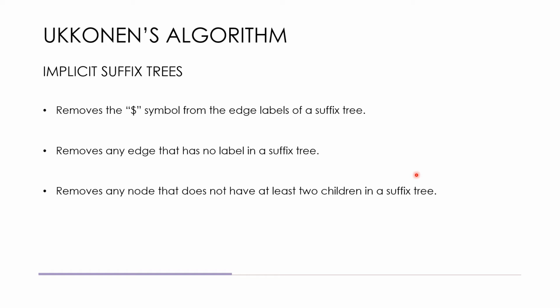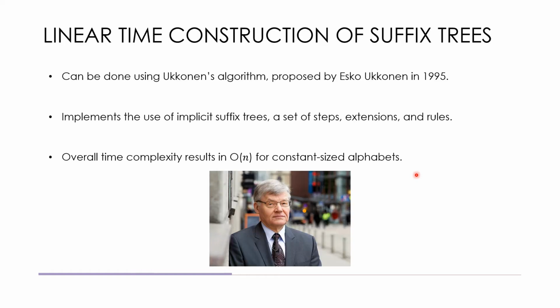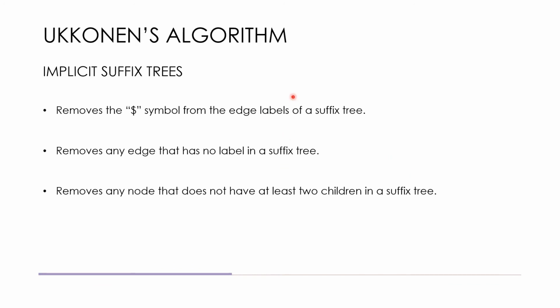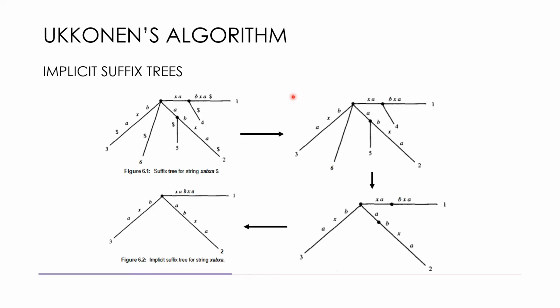So let's talk about implicit suffix trees. Since I mentioned them earlier, we need to understand what they are. Implicit suffix trees remove the termination symbol, in this case the $ sign, from the edge labels of a suffix tree. It also removes any edge that has no label, and then it removes any node that does not have at least 2 children, and we're going to see how that comes into play.